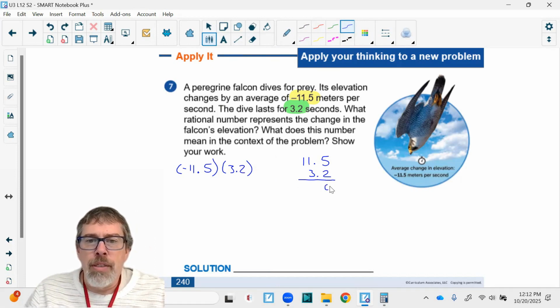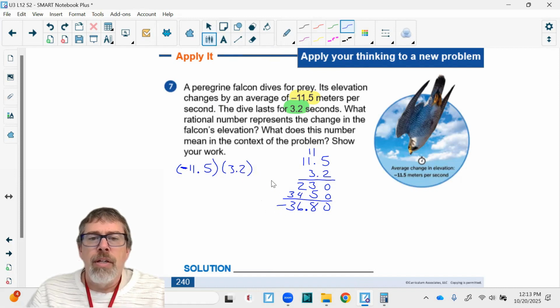5 times 2 is 10, carry the 1. 2 times 1 is 2, plus 1 is 3. 2 times 1 is 2, bring down a 0. 3 times 5 is 15, carry the 1. 3 times 1 is 3, plus 1 is 4. 3 times 1 is 3. Add, 2 decimal places. And it's negative, because a negative times a positive is negative.